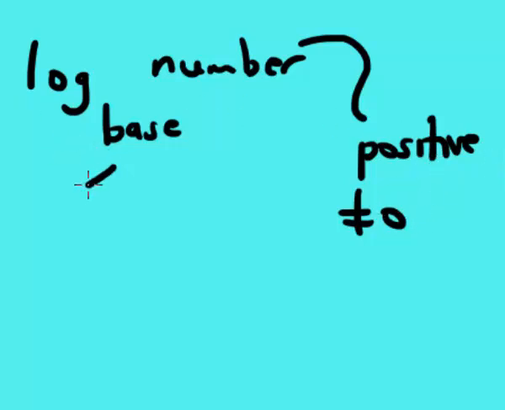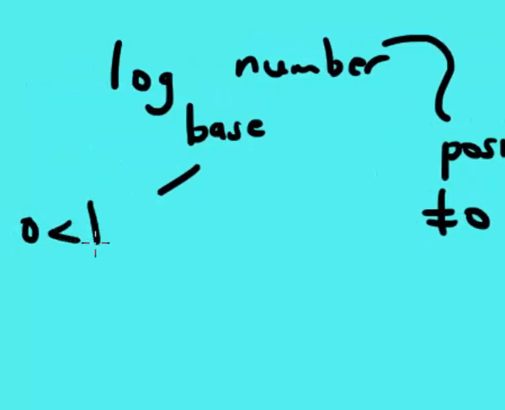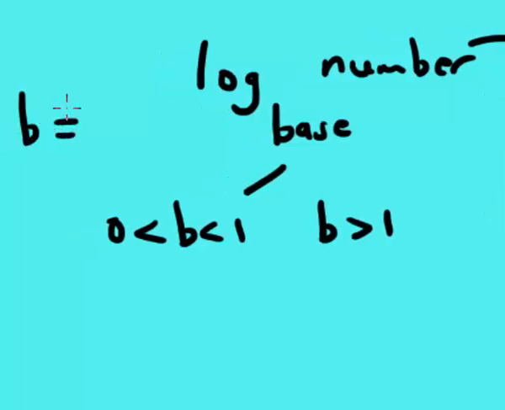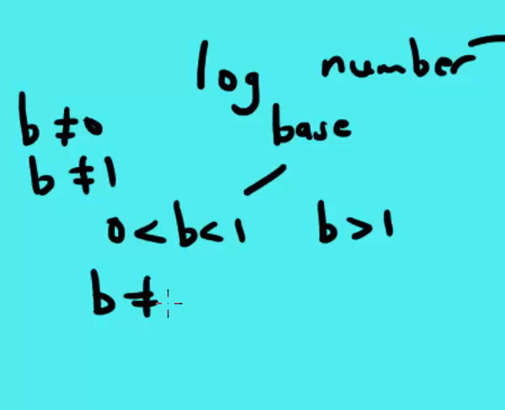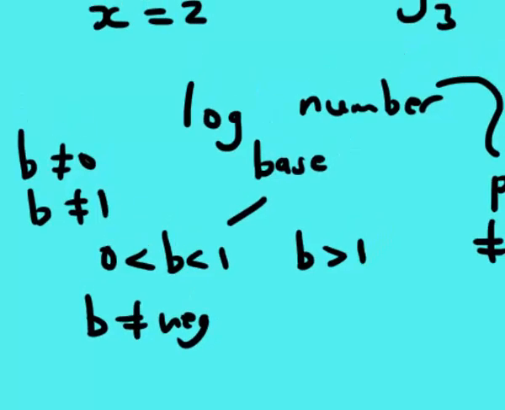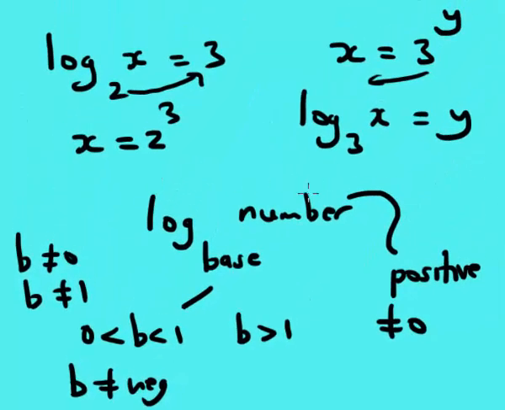Okay, and your base can be between 0 and 1, or bigger than 1 if that's your b for base, but your base cannot be 0, your base cannot be 1, and your base may never equal a negative. So it's very critical to know that when you deal with that.